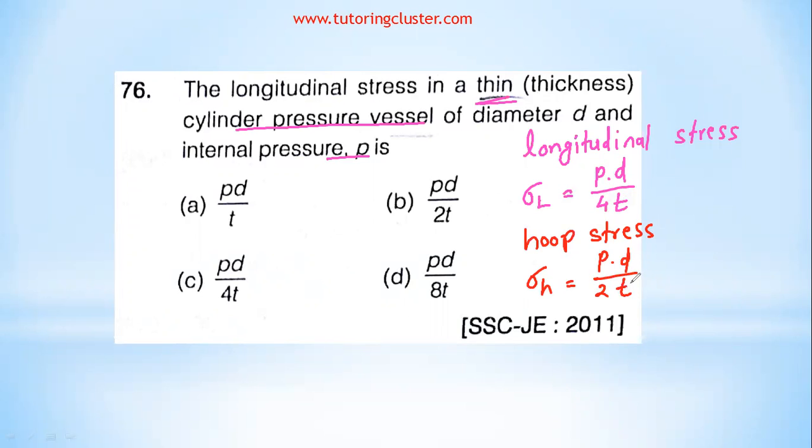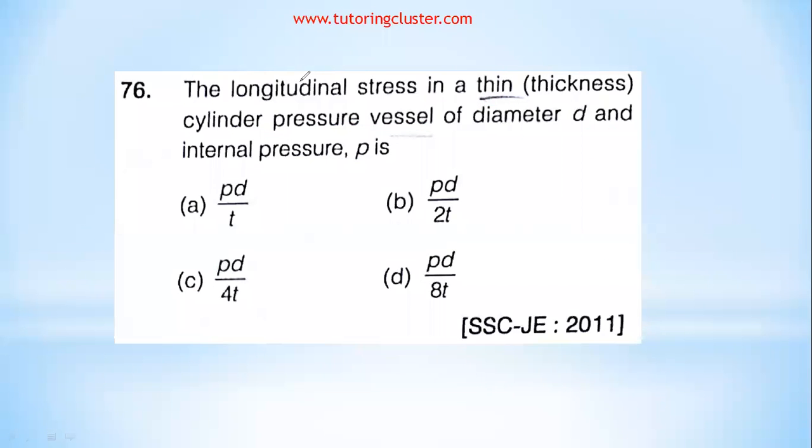So what have they asked you? They have asked you about longitudinal stress. So what will be the correct answer? It will be option number C. But remember both the formulas. Sometimes they will ask you the relation between sigma L and sigma H, or they will give you the values, so a simple numerical can be asked. So these are very important formulas if you are thinking of giving any competitive exam, right?